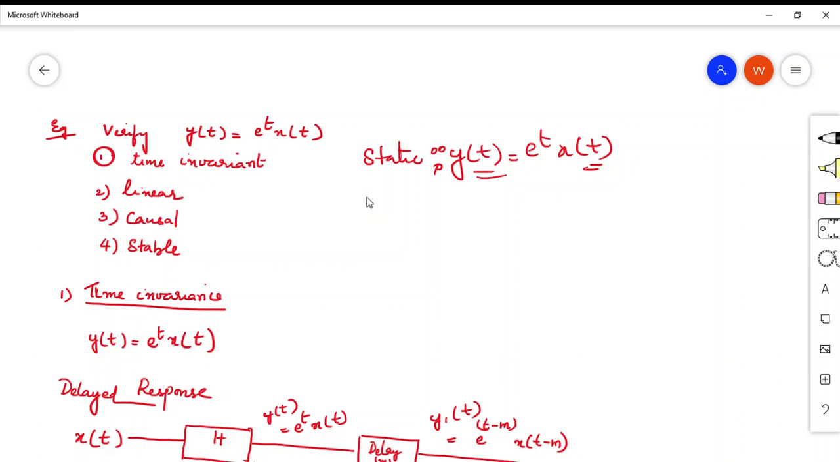So this is how you check the system for finding time invariance, linearity, causality, stability, etc.